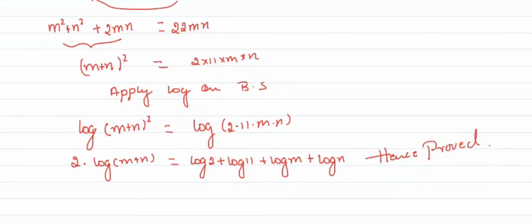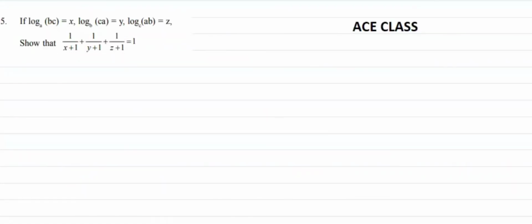Okay, next question. Log bc to the base a equals x. Log ca to the base b is equal to y. Log ab to the base c is equal to z. Then show that 1 by (x plus 1) plus 1 by (y plus 1) plus 1 by (z plus 1) is equal to 1. So in order to prove this, what I'll do is I'll just consider what is there in the left hand side.